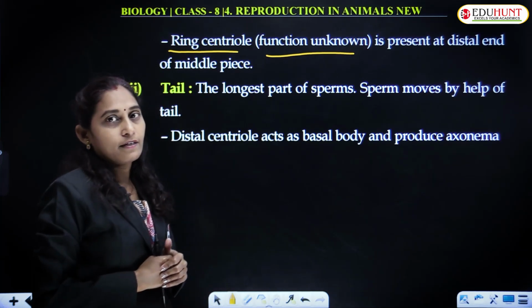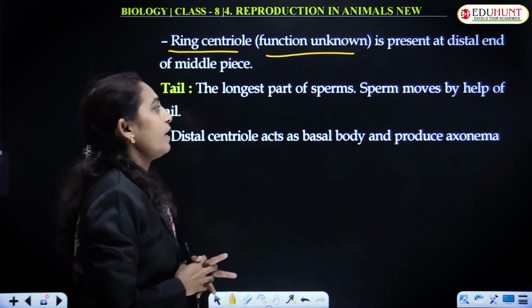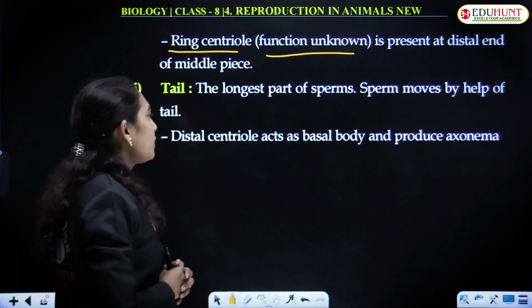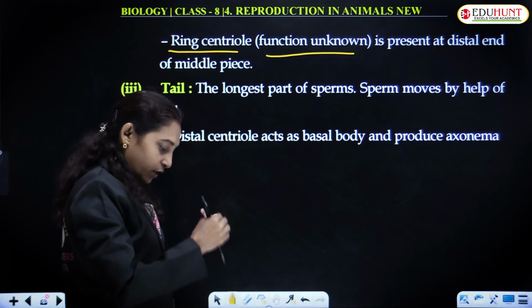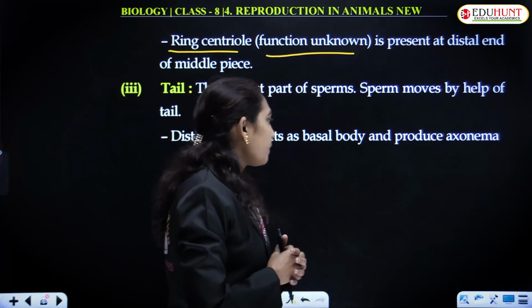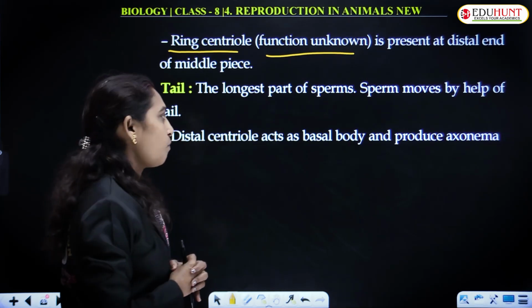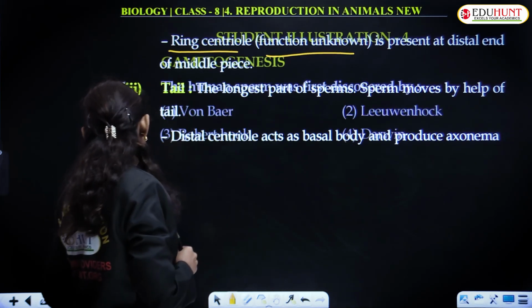Finally, the tail. The tail is the longest part of the sperm, and the sperm moves with the help of the tail. The distal centriole acts as a basal body and produces the axoneme.